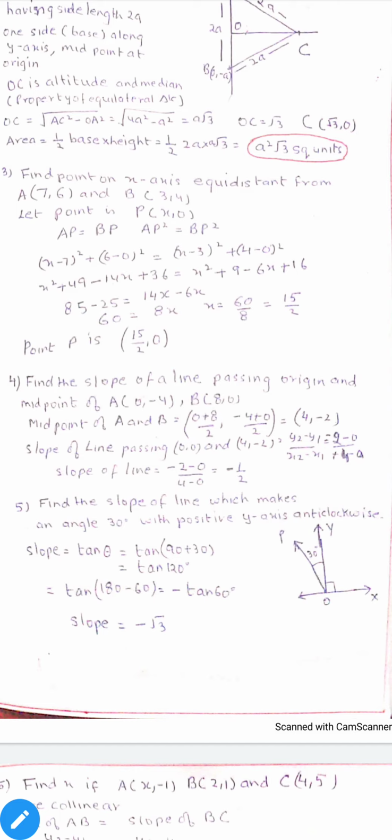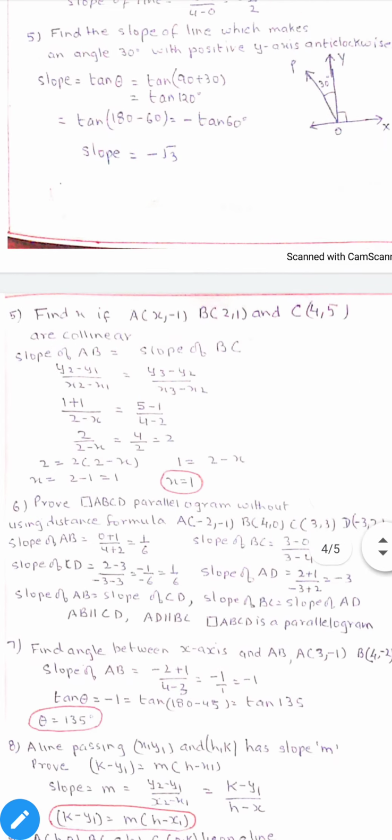You can see using this figure, OP is making 30 degrees with y-axis along anti-clockwise direction. So the total angle becomes 90 plus 30, that is equal to 120 degrees. How do we find out tan 120 degrees? We write it as tan of 180 minus 60. In the second quadrant tan is negative, so it becomes minus tan 60, and the value of tan 60 is root 3, so the slope is minus root 3.